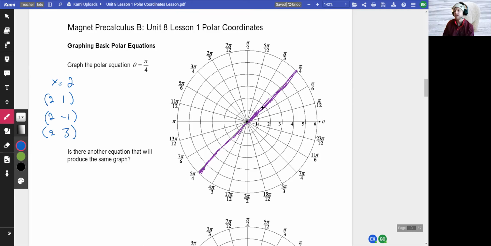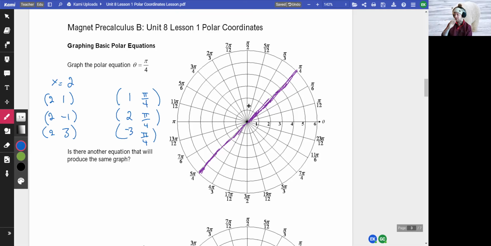I do the same thing with theta. I graph a few coordinates whose theta is π/4: (1, π/4), (2, π/4), (-3, π/4). If I had graphed these points, I would have gotten the exact same line that you tackled. I like how you did it though.